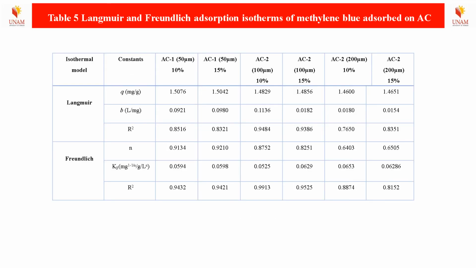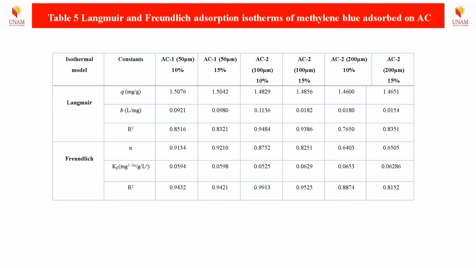Then Langmuir and Freundlich adsorption isotherms for methylene blue adsorbed on AC. So R2 values for the Langmuir AC1 50 microns, 10% is 0.85. AC1 for 50 microns, 15%, 0.83. Then AC2 for 100 microns, 10% and 15%. At 100 microns, you can see R2 values have increased. So 100 microns is giving a better result, 0.94. You have 0.938 and 0.94 only.